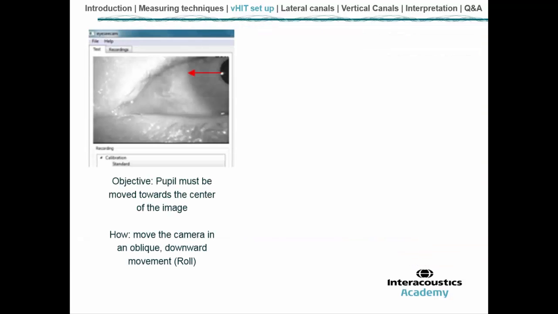With the goggle on, what we need to do in the software is make sure that the pupil is in the right place. So what you'll see is a window in the top left hand screen of the software displaying the eye image. And our objective is to make sure that the pupil is in the center of the image. If we find that the pupil is at this type of angle, the best way to correct for that is to make an oblique downwards roll movement with the camera. Rolling the camera will bring the pupil from the sides into the center.